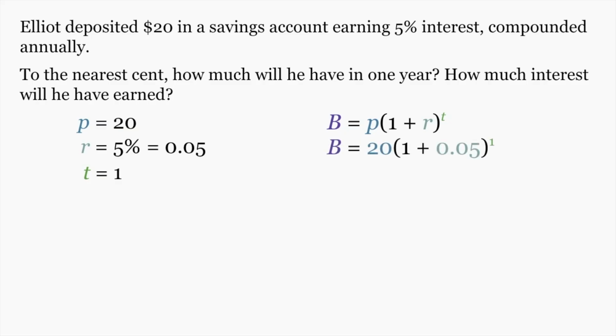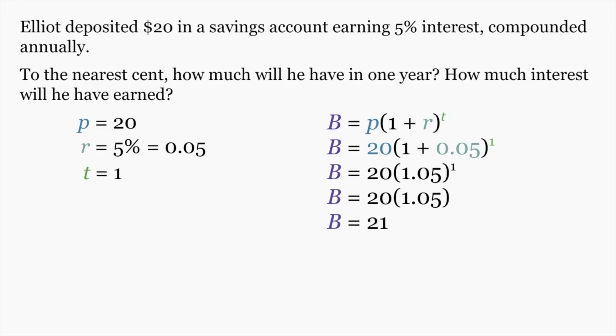B equals 20 times 1 plus 5/100ths to the first power. Follow the order of operations to evaluate the equation. Start with the expression inside the parentheses. 1 plus 5/100ths is 1 and 5/100ths. Now the exponent. 1 and 5/100ths to the first power is 1 and 5/100ths. Lastly, multiply. 20 times 1 and 5/100ths equals 21. So B equals $21. Elliot will have $21 in 1 year.